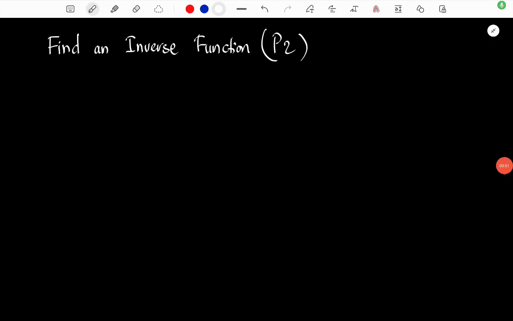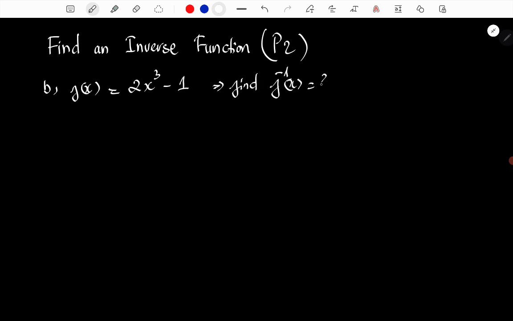So here is part 2 of how to find an inverse function. We have this example: f(x) equal to 2x³ minus 1, and now we need to find the inverse function of f(x). The first thing first, we have to let y equal to 2x³ minus 1. And now we need to solve for x.